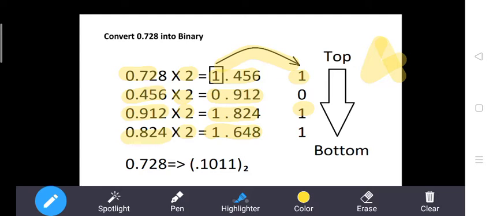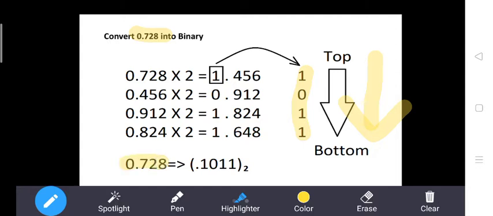So after 4 iterations, I get 1011, which is the binary equivalent for 0.728. Whatever I get, 1011, I need to write this value from top to bottom. So for 0.728, my binary equivalent is 0.1011. Okay.